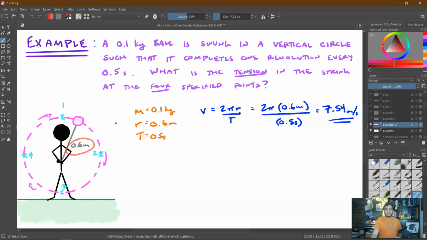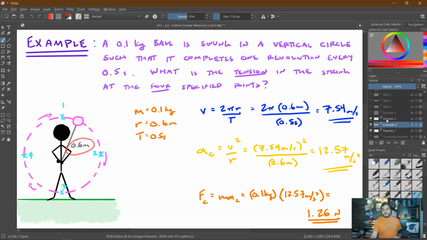Let's take this a step further. What would the centripetal acceleration and centripetal force be? Well, we can once again stick numbers in equations. The centripetal acceleration is v squared over r, so I take that velocity I just found, square it, divide by 0.6 meters, and we get 12.57 meters per second squared. And to find the centripetal force, we just multiply the centripetal acceleration by the mass of the ball and get 1.26 newtons.